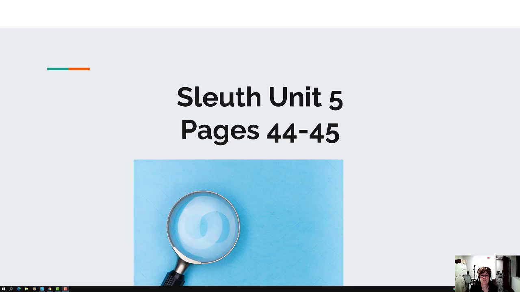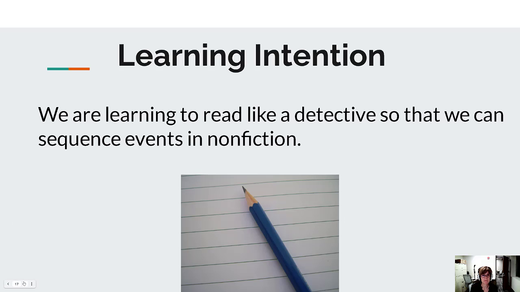Today we're going to work through Sleuth Unit 5, pages 44 and 45. Let's begin by reviewing our learning intention for today. We are learning to read like a detective so that we can sequence events in nonfiction.